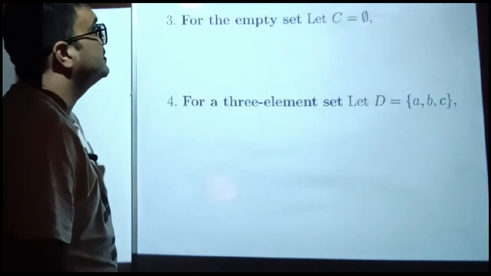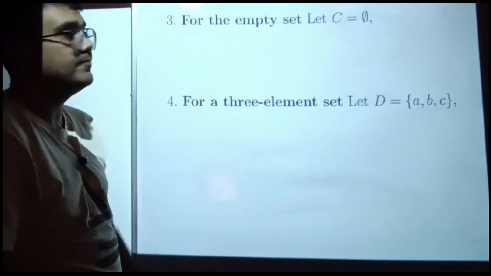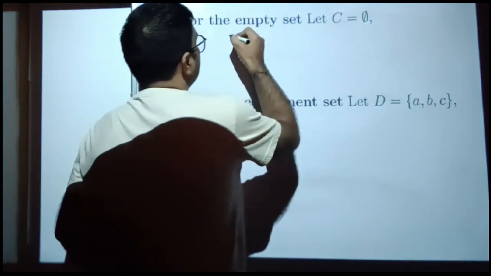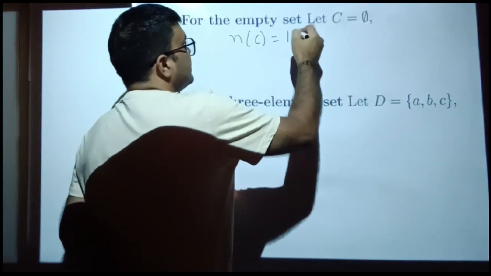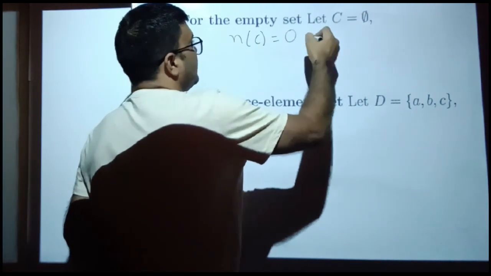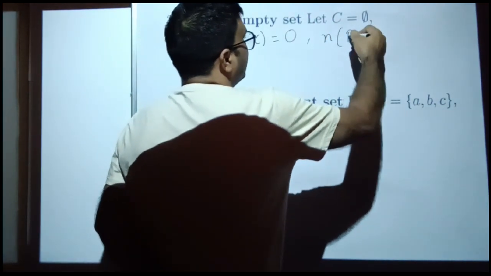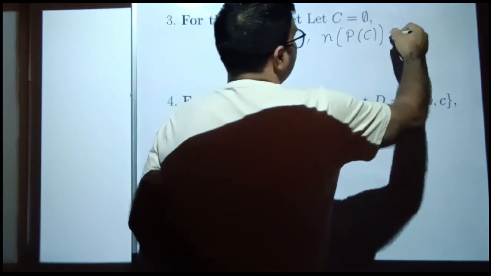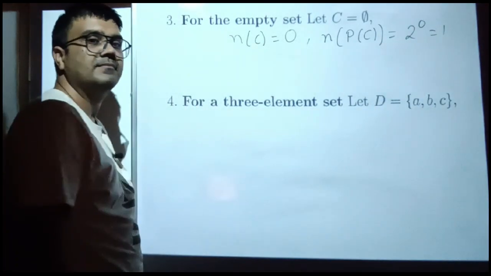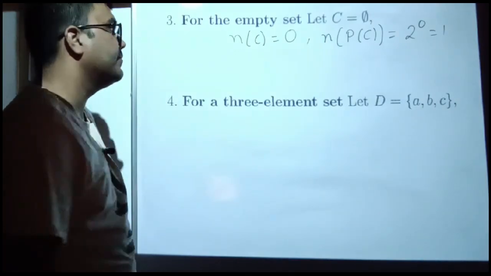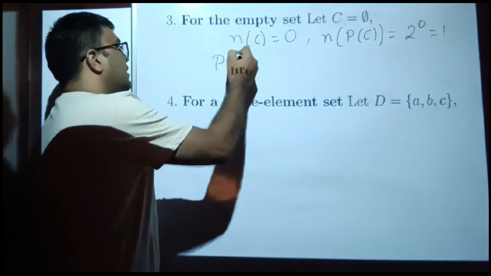Next is the empty set C we are talking about. How many elements does this set have? It is the empty set, so it has 0 elements. The number of elements in the power set of C is 2 raised to the power 0, which is equal to 1 element. There is only one subset over here. What is that subset? We are talking about the power set of C.